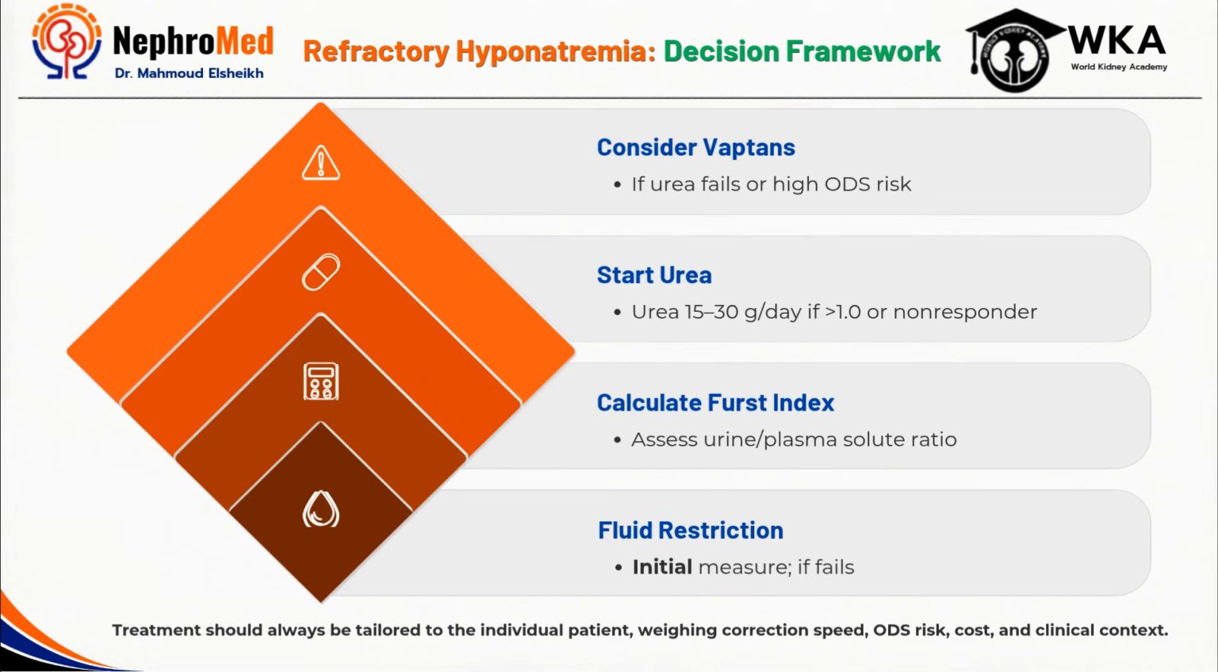At this stage, urea is increasingly favored as a practical second-line therapy. It promotes osmotic diuresis along with gradual sodium correction and generally carries lower overcorrection risk compared with vaptans. The typical dose ranges from 15 to 30 grams daily, adjusted according to response, tolerance, and palatability. Now, if urea fails, cannot be tolerated, or if the clinical situation requires another strategy, vaptans may be considered in carefully selected patients. However, the use should remain individualized with close sodium monitoring because of the risk of rapid correction.